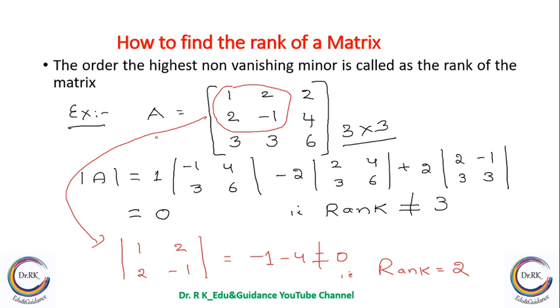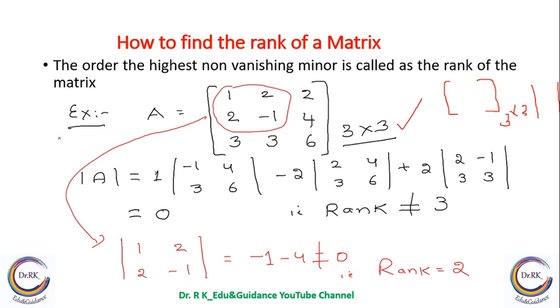One example. Here we took a matrix of order 3 by 3. So what is the highest minor possible from this matrix? That is the determinant itself, the determinant of the matrix itself, which is of order 3 by 3.